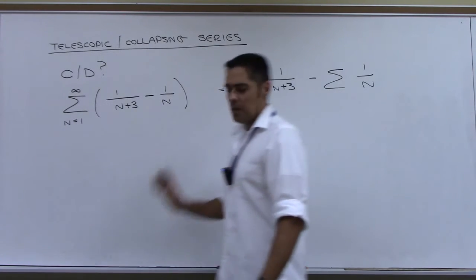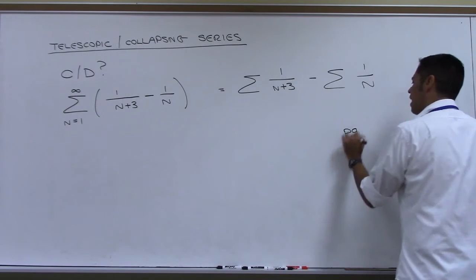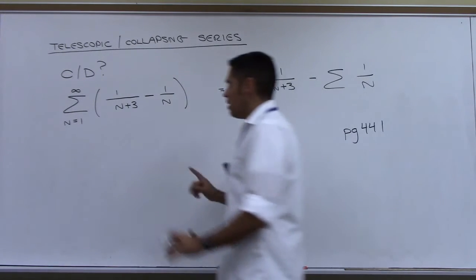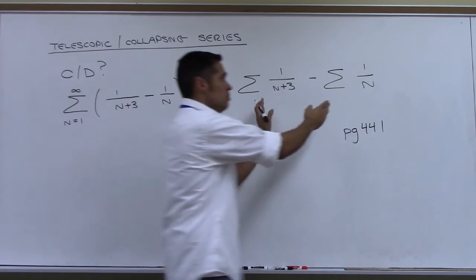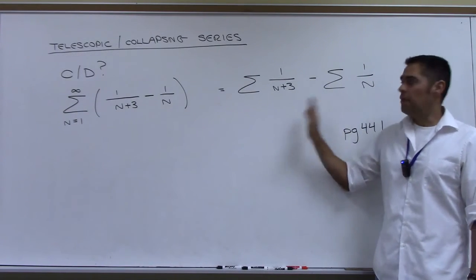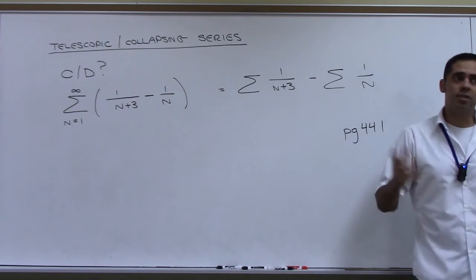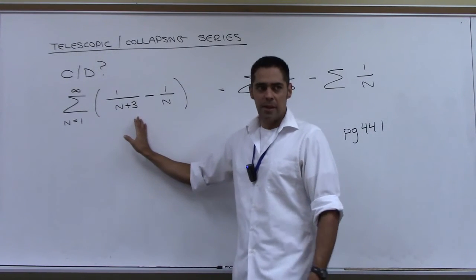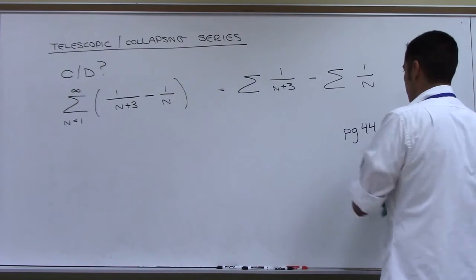But you can't. And the properties of sums are on page 441. I'm not going to write them out on the board because it takes too long. But one of the properties says that the only time you can take a sum like this and split it into two is if they both converge. So if this converges and this converges, then you are allowed to do it. But if either one of them diverges, you cannot split it. You have to leave it like this. Understand? Yes or no? Yes? Okay. So we're stuck, right? That's not going to work.